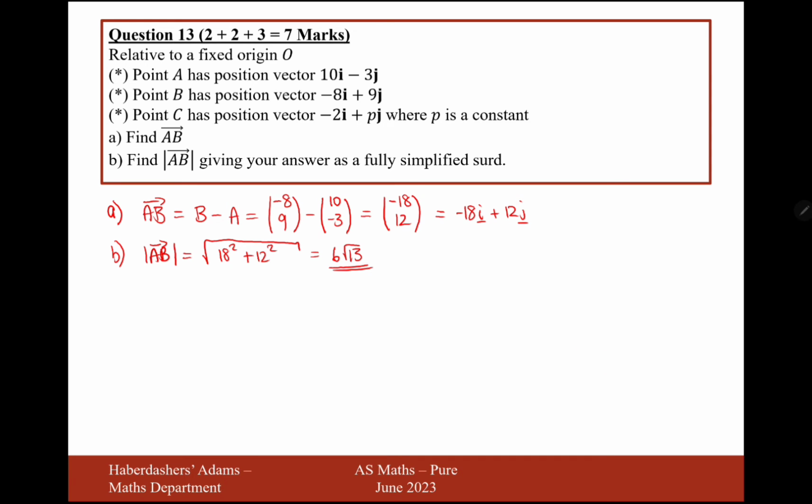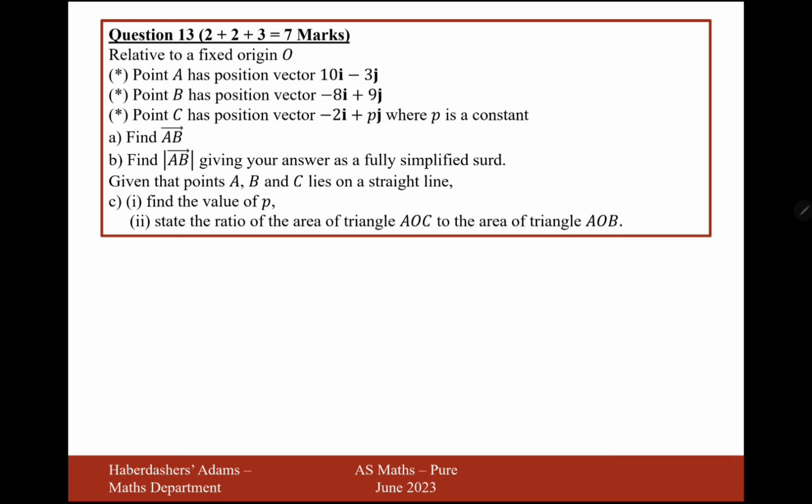Okay, let's move on to part C then. Given that points A, B and C lie on a straight line, find the value of P. So at this point, I'm going to want to draw a diagram to help me visualize and work out what I need to do in part C.